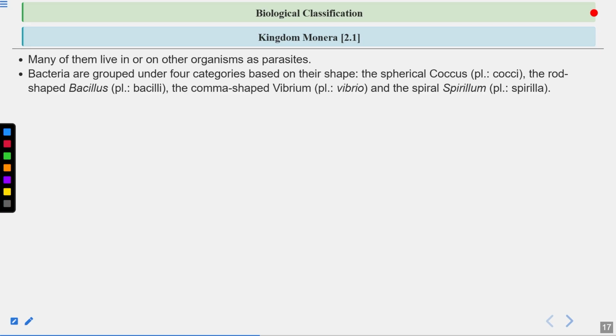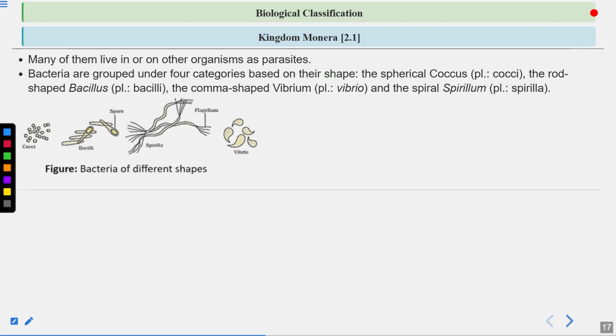Now, bacteria can be divided into 4 groups based on their shape. You should remember these 4 groups. The bacteria can be spherical, example is coccus. They can be rod-shaped, bacillus. They can be comma-shaped, example is vibrio, or they can be spiral, example is spirillum. So you should remember the different shapes of bacteria: spherical, rod-shaped, spiral, and comma-shaped.